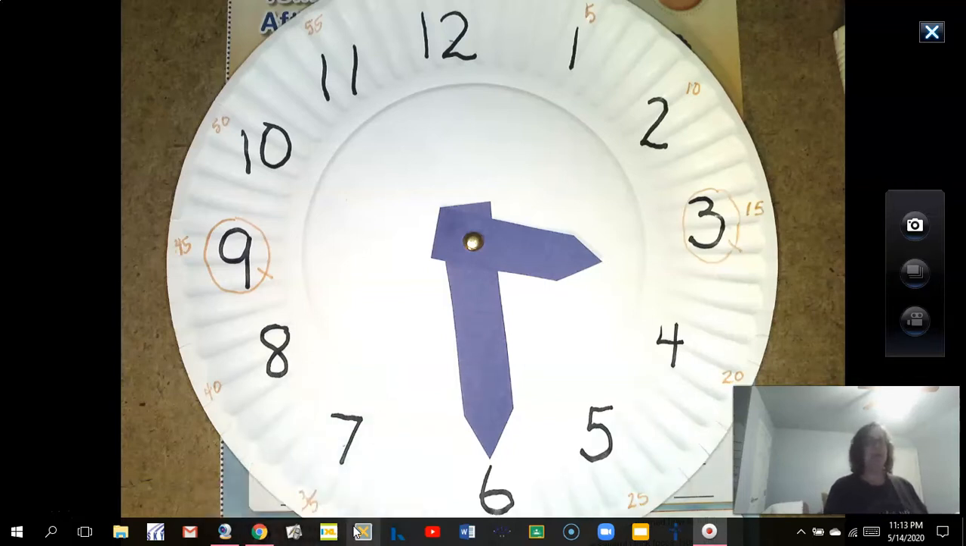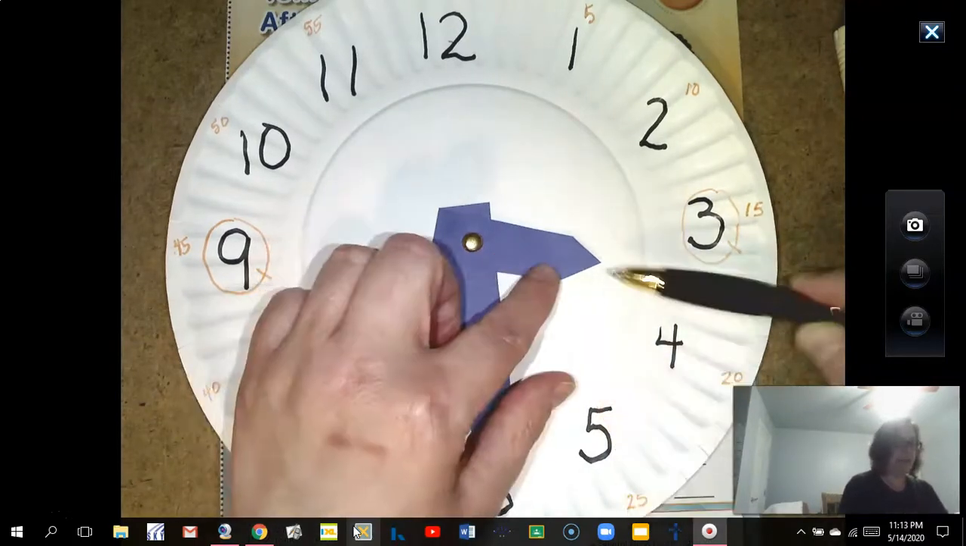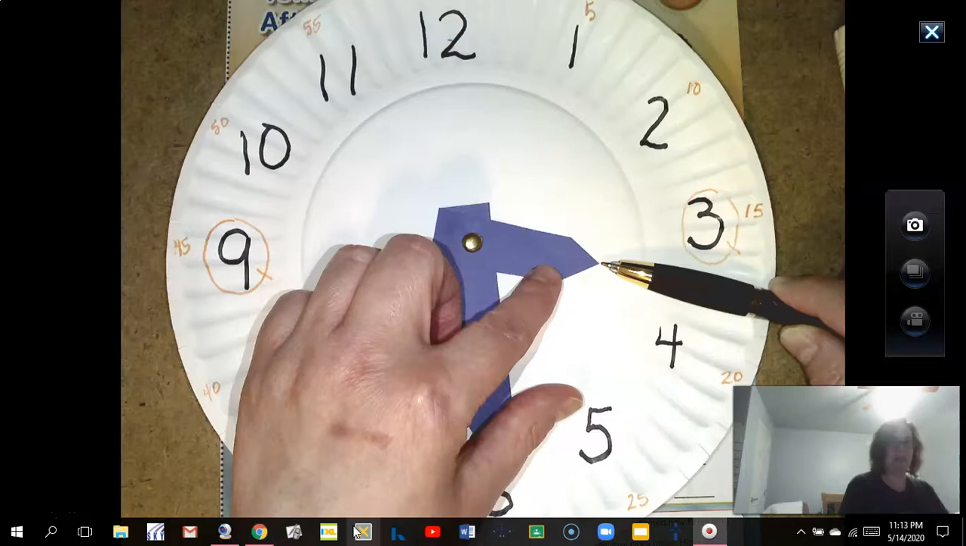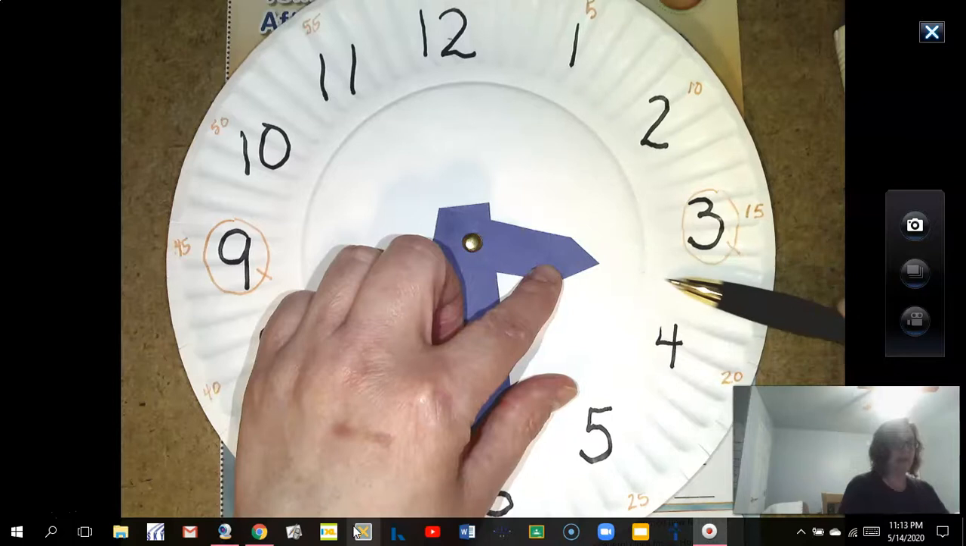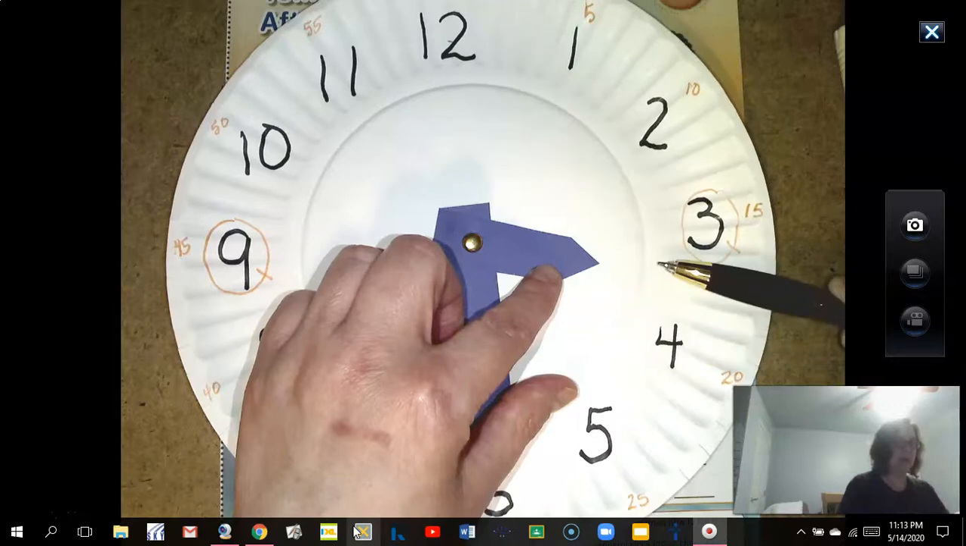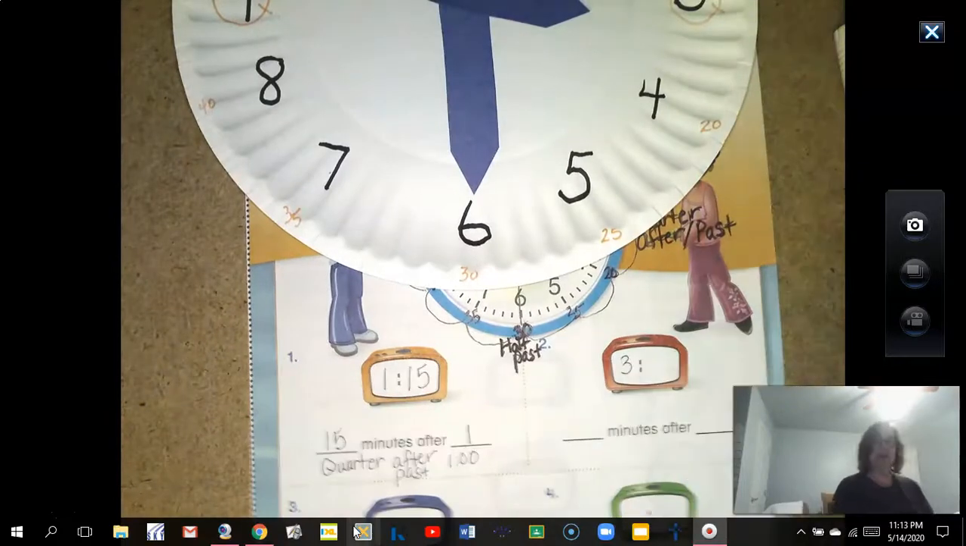Keep in mind, where do we start? Always, when we're looking at our clock to determine what time it is, we start with the little hour hand, the hour hand. Okay, so we look at this hour hand, and if I were to draw a little line, I'm just going to put my pencil up here, where is it? Where is it pointing to? Well, it's pointing right between the 3 and the 4. Okay? So that means it hasn't reached the 4 yet. So it's not 4 o'clock. It hasn't reached there yet. So it is 3. So we'll put 3 in the hour spot here.